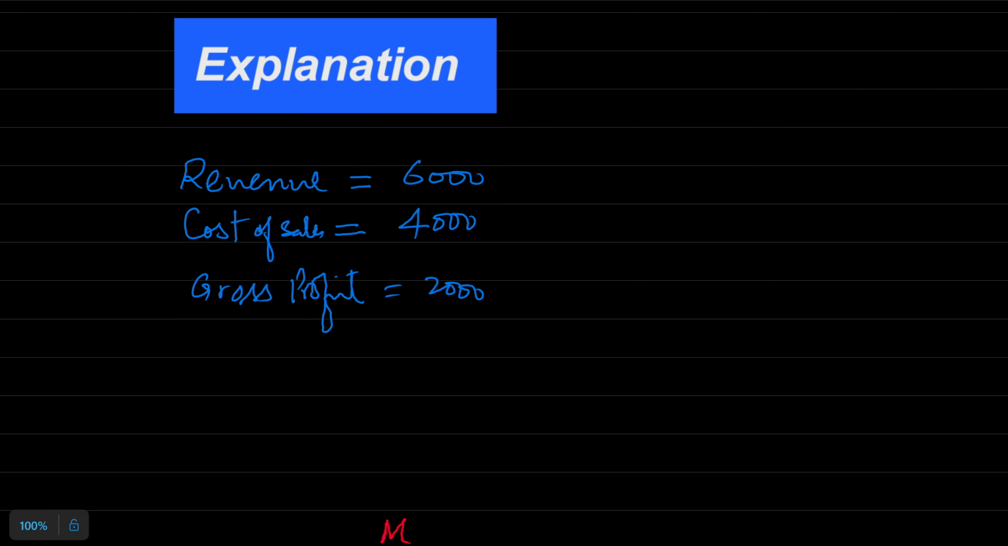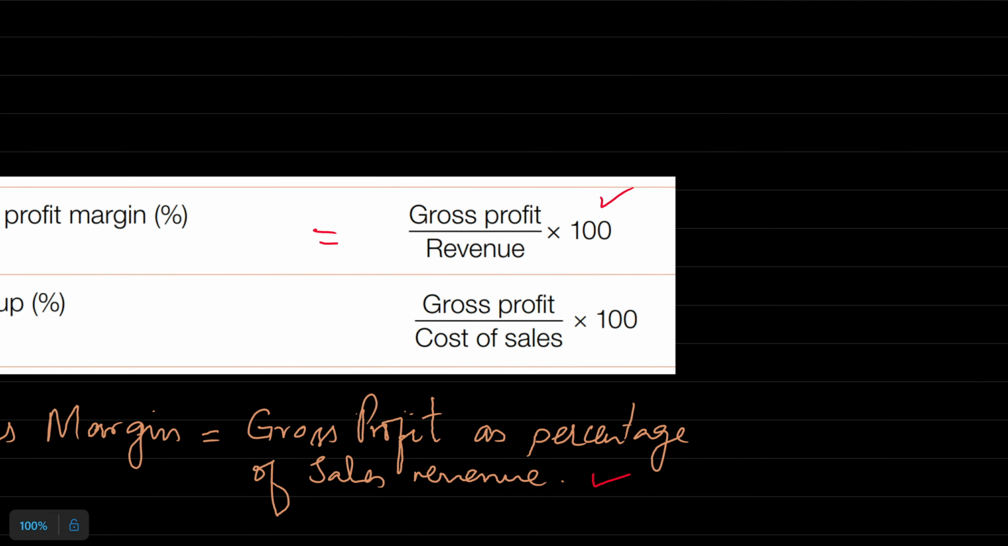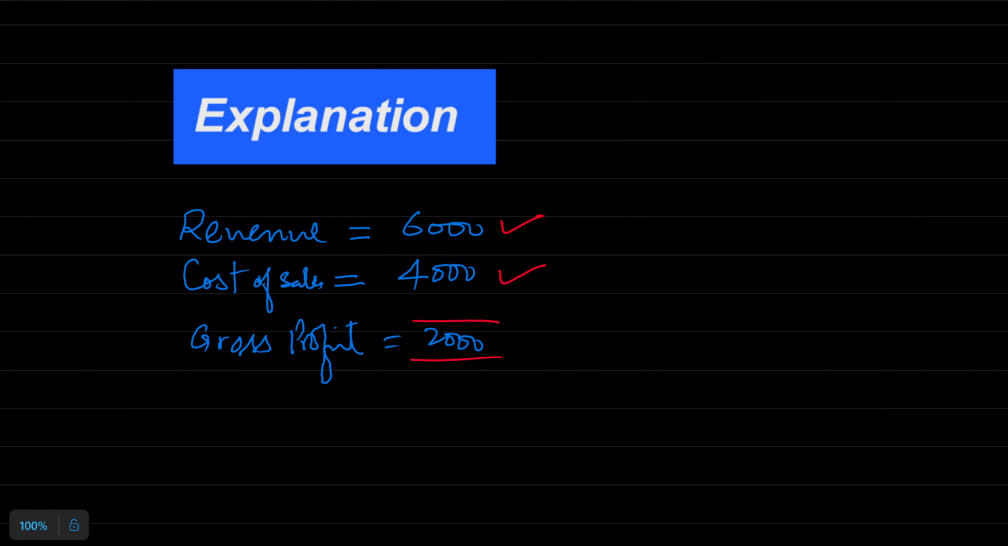Now let us try to apply this concept. Students, you already know, if revenue is 6,000 and cost of sales is 4,000, then gross profit will be equal to 2,000. Then what is markup in this situation? As we have already learned, markup is gross profit over cost of sales into 100. So markup will be equal to gross profit over cost of sales into 100. So if we solve it, it will be 50%.